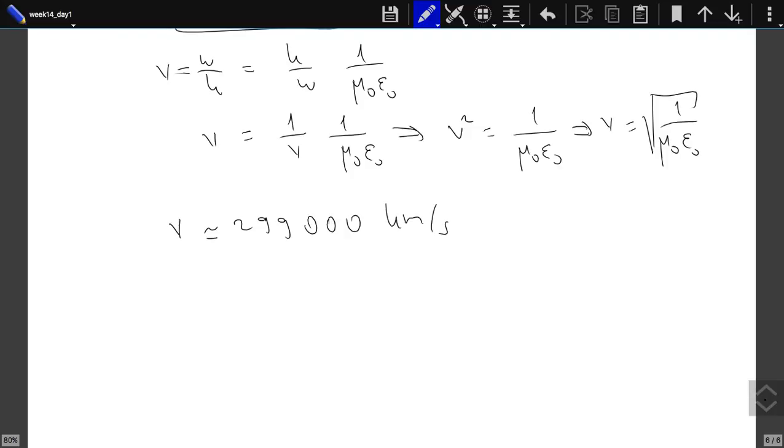Now let me ask you one question. Mu 0 is a constant, epsilon 0 is a constant, so we obtain a constant speed of light. With respect to which reference frame?